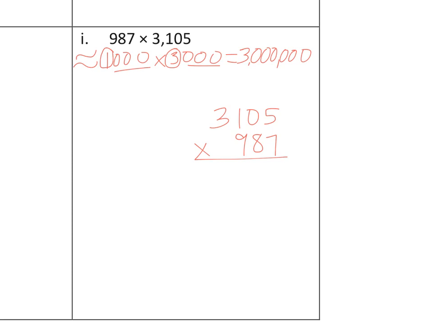And now we're getting ready to multiply. We got 7 times 5 is 35. Then we got 7 times 0, that's going to be 0, add 3 more, so 0 plus 3 is 3.